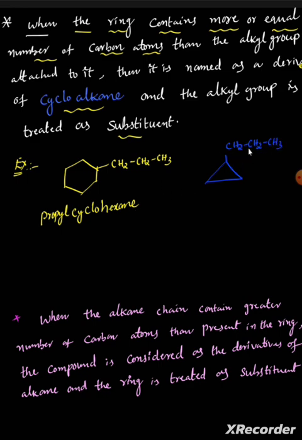Here both have the same number of carbons in the side chain and the ring. Then also we take it as a cycloalkane derivative only. Here we can write the name propylcyclopropane. Even if more or equal, we have to follow it like this.